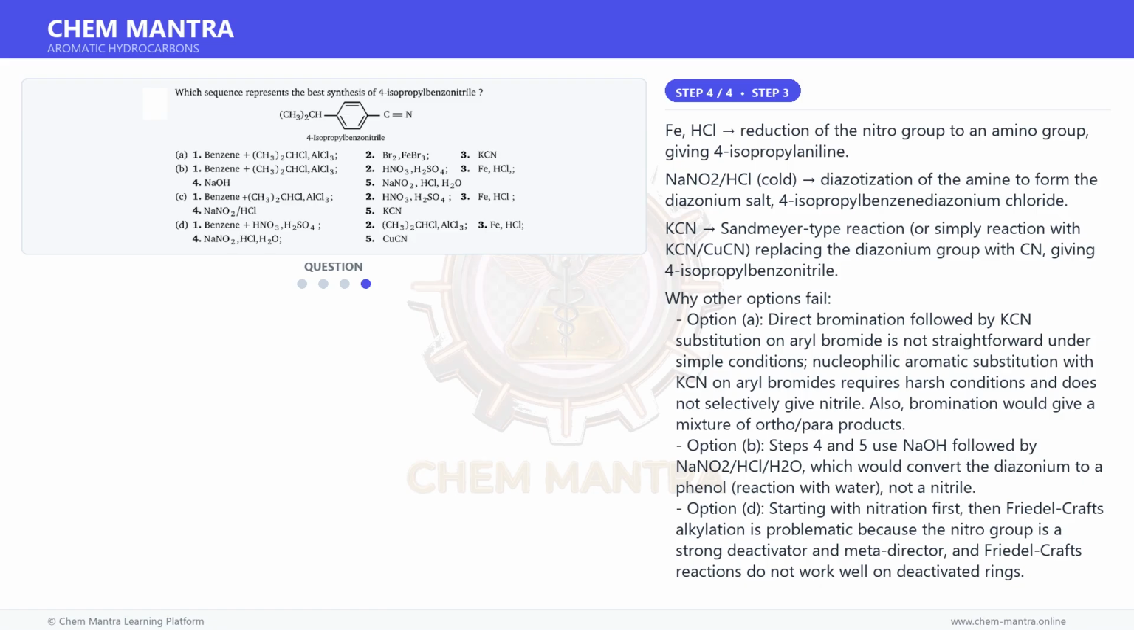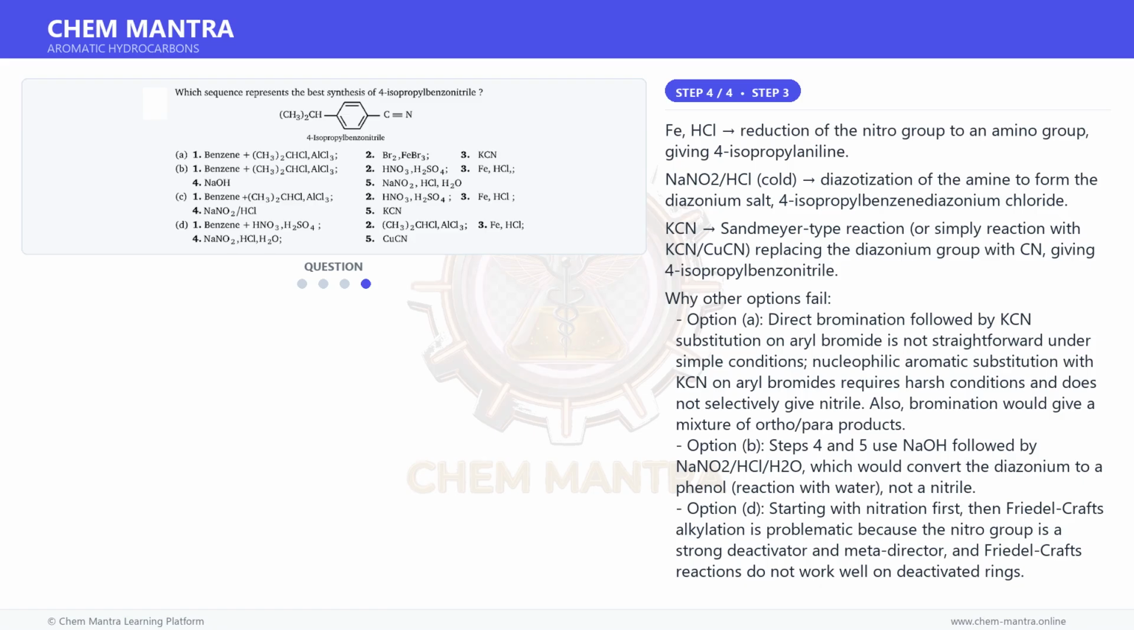NaNO2, HCl, cold: diazotization of the amine to form the diazonium salt, 4-isopropylbenzenediazonium chloride. KCN, a Sandmeyer-type reaction, or simply reaction with KCN, CuCN, replacing the diazonium group with CN, giving 4-isopropylbenzonitrile.